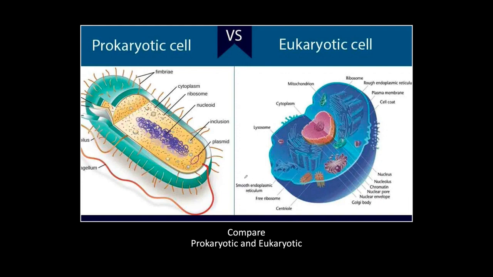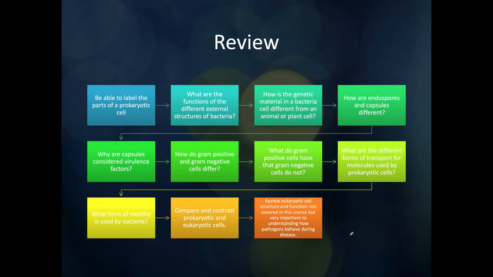So that is the end of our lecture. I do have a couple of review questions that I think you should ask yourself. You want to be able, of course, like I said, be able to label the parts of a prokaryotic cell. You want to know what the functions are of the different external structures in bacteria. You definitely want to know how genetic material in a bacterial cell is different from that in an animal or plant cell. Think structure and location. How are endospores and capsules different? Compare the two of them and what makes them unique.